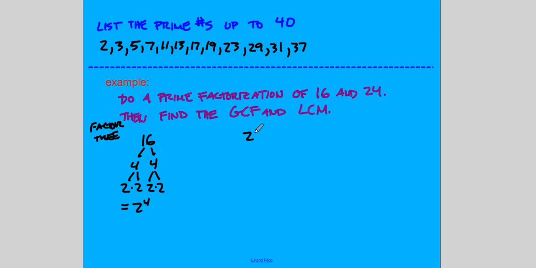Then 24, I do a similar process. I could break it up many ways. I could go 3 times 8, I could go 4 times 6, it doesn't matter. You're going to end up with the same thing. So let's use 4 times 6. Well, 4 is 2 times 2. 6 is 2 times 3. So a prime factorization, these are all prime numbers now, that's why it's called a prime factorization. Instead of writing 2 times 2 times 2, I can write 2 to the 3rd times 3.